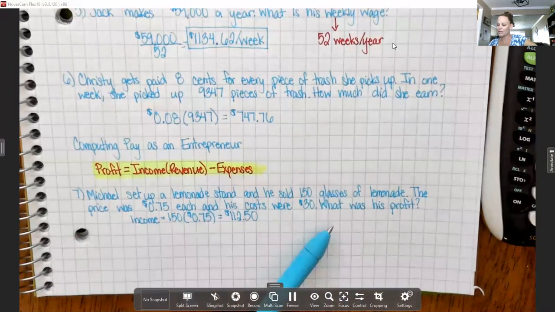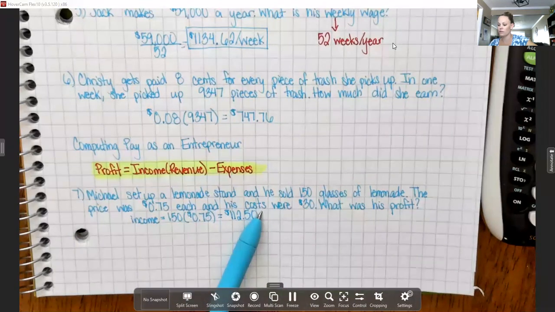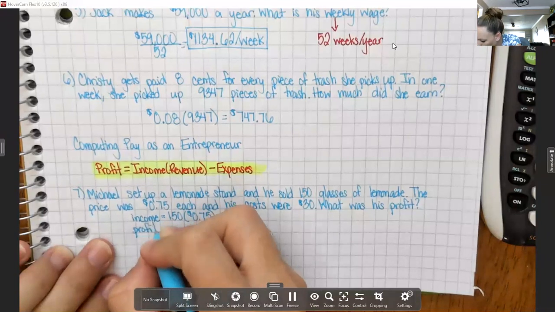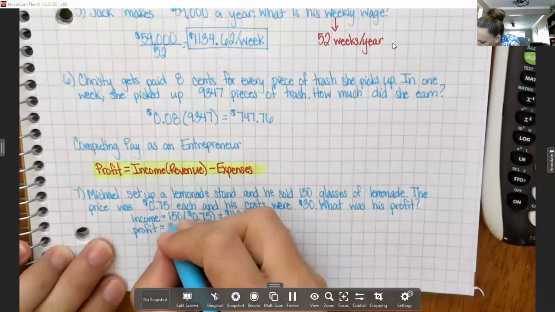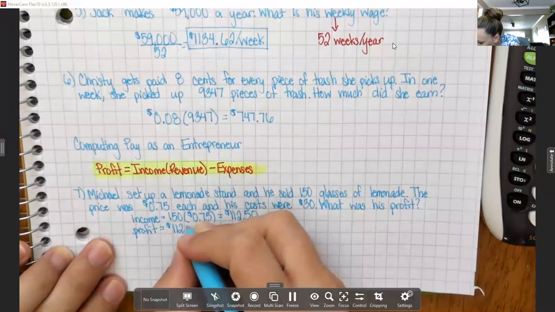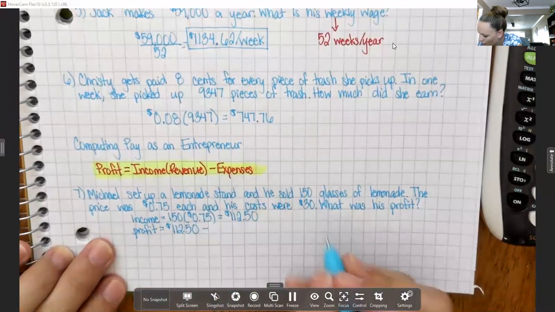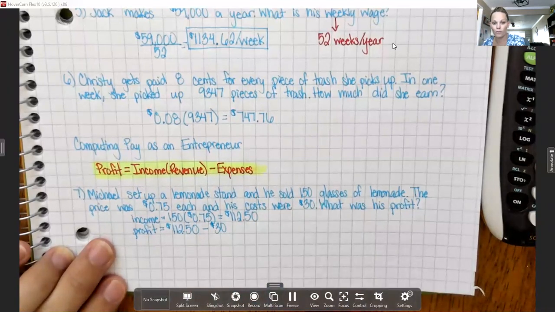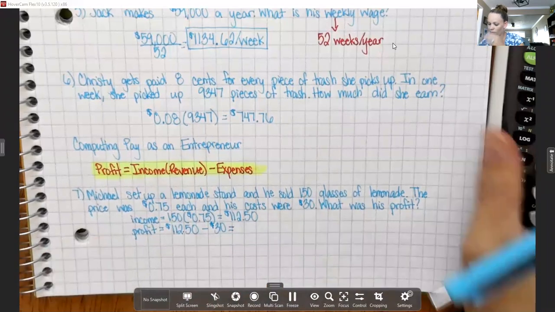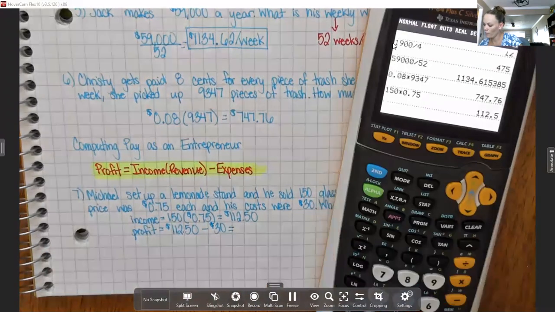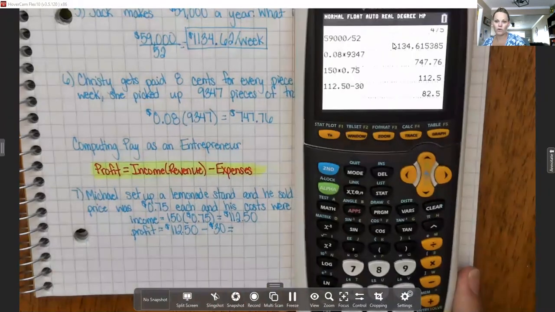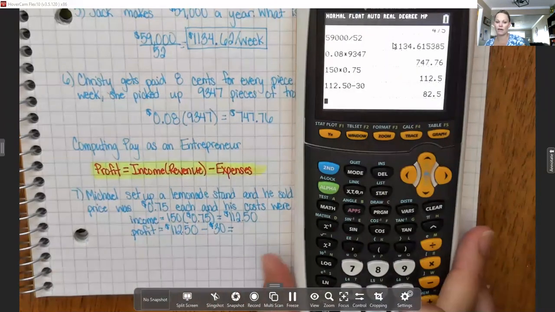His expenses, that's the same as his costs. So to get his profit now, we take the income, the $112.50, and we subtract the $30 that it cost him. So his profit was $82.50.